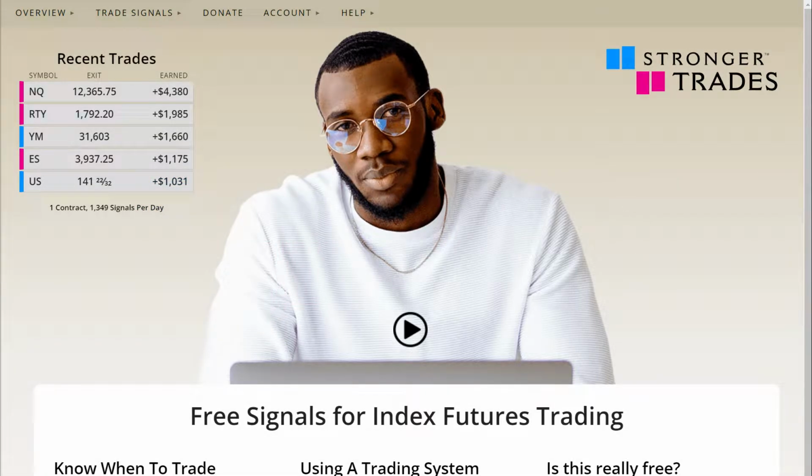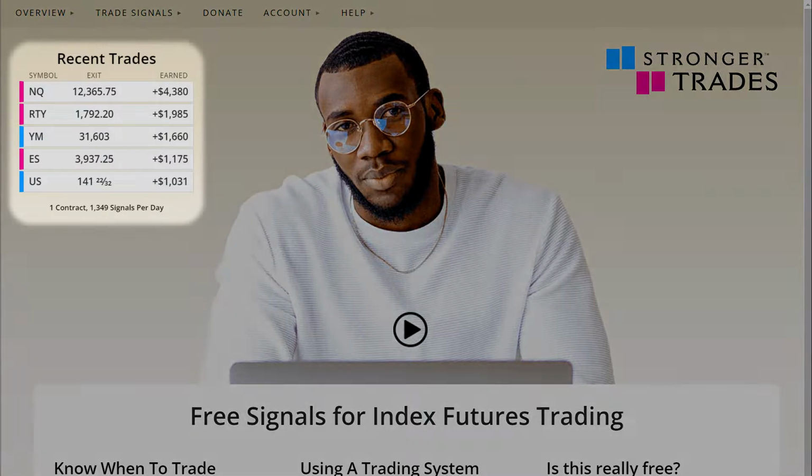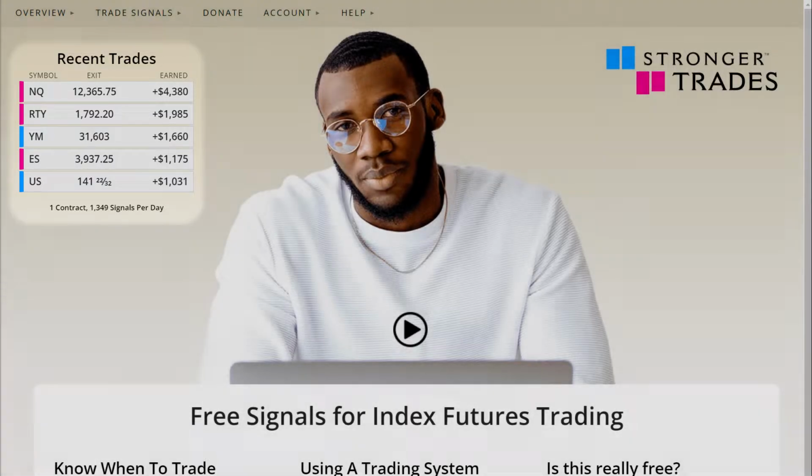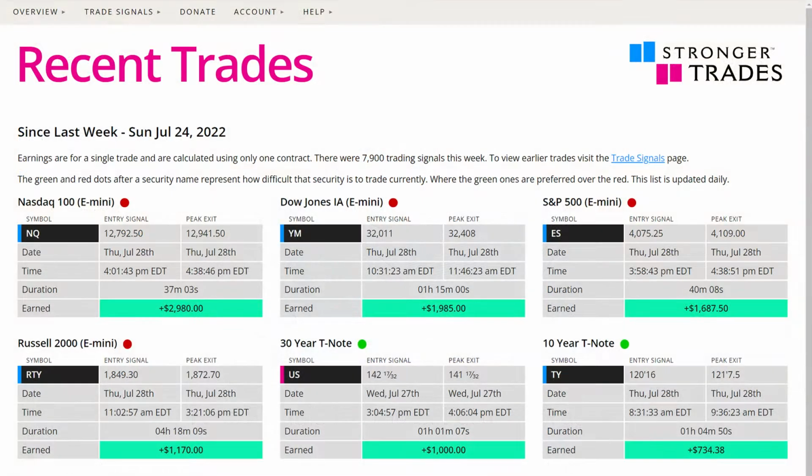We publish free trade signals for index futures. To use our free service, visit strongertrades.com. On our homepage, we list recent trades from our last week of trading to give you an idea of the results our trade signals can produce. We also have a complete list of recent trades available on our website.